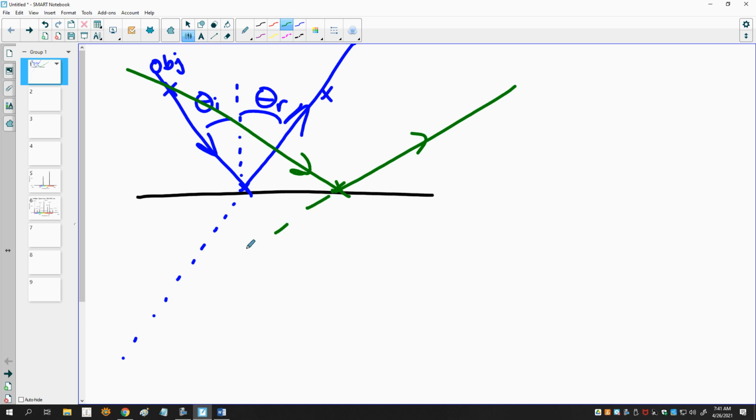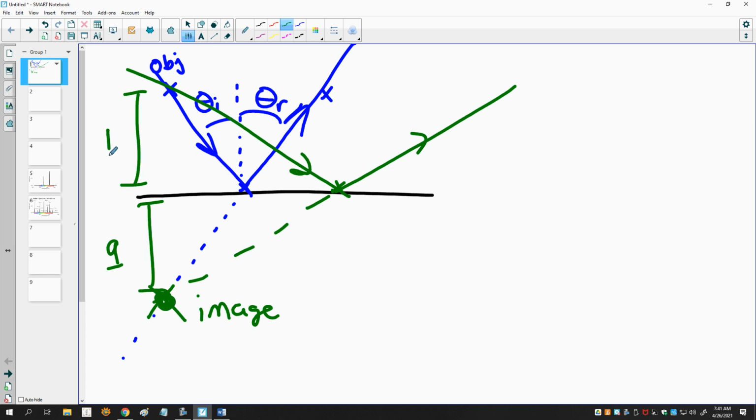Now if I trace this ray back, where these two rays cross, which is right here, that's where the image is. And you can measure that image with a ruler: measure q, measure p, and of course p should be equal to negative q. So that's the first practical: to locate the position of the image and measure the incident or reflected rays.